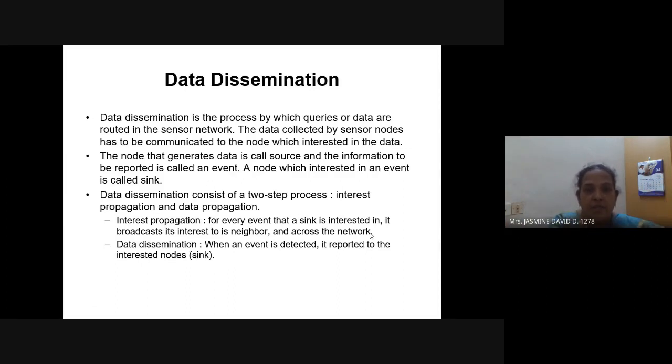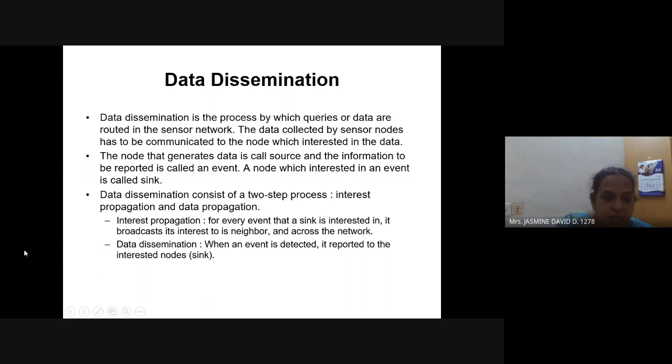So, two steps of data dissemination: one is interest propagation and the other is data propagation. Interest propagation is nothing but the sink node transmitting its interest to all the other nodes in the network, so that these nodes will be collecting the information about that particular event and sending it to the sink node. And data propagation is nothing but normal data transfer. When any node receives some information regarding that particular network, that information will be sent to the sink node. That is called data propagation.